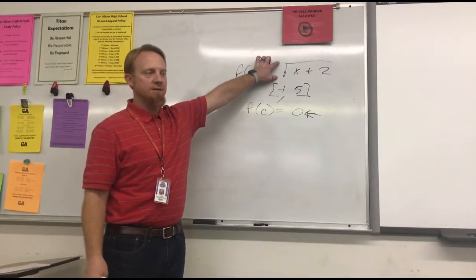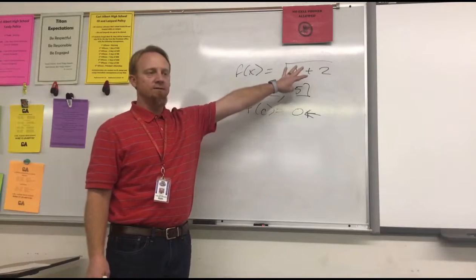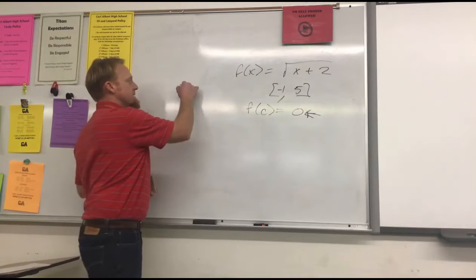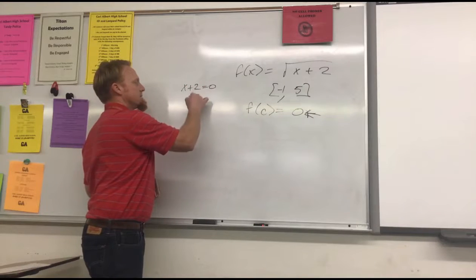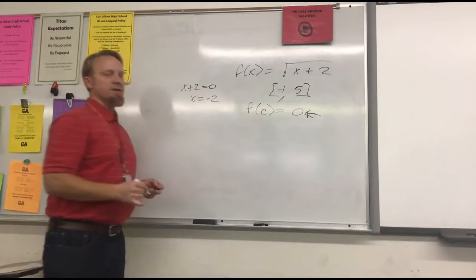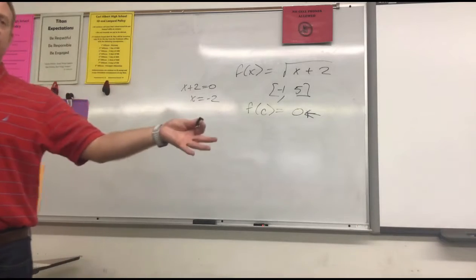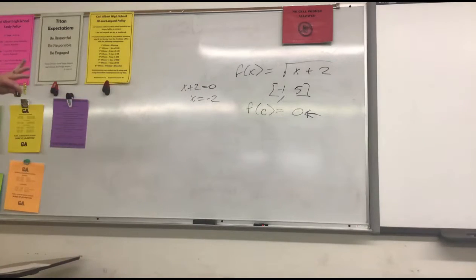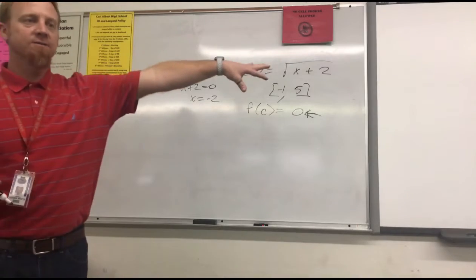Continuous. Whether or not it's continuous. So I need to know what's going to make it negative. So you set the inside equal to 0, which gives me negative 2. One side or the other of negative 2 is going to make me negative inside. Which side of negative 2 is going to make me negative inside, the left or the right? The left side. So that means I can only use the right side of negative 2.